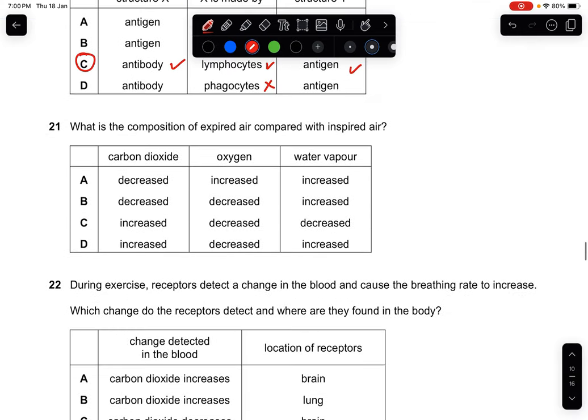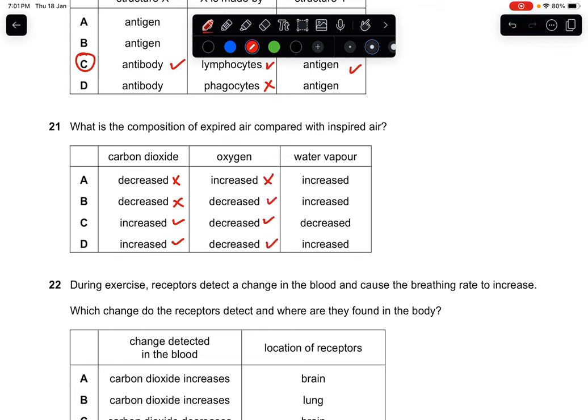Okay, question 21. What is the composition of expired air compared with inspired air? This question is testing your knowledge on the percentages of composition when you inhale air and when you exhale it, so compared with expired to inspired. Very important, we know that we exhale carbon dioxide, so carbon dioxide will increase. It will never decrease. Oxygen will decrease.